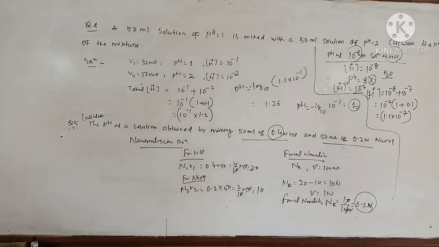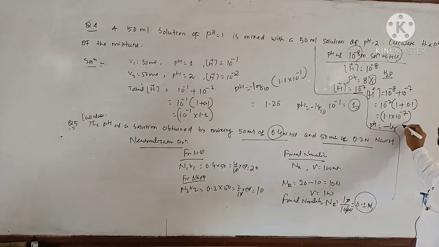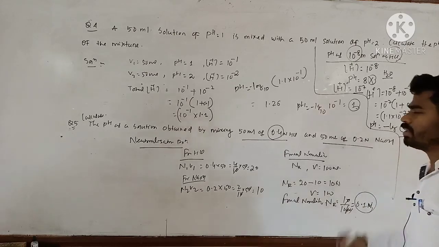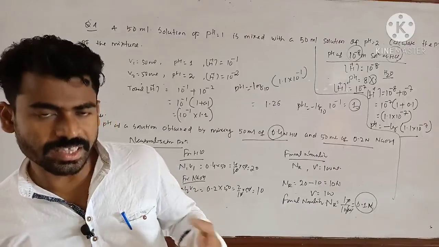So now you can calculate its pH, that is the negative logarithm of 1.1 into 10 to the power minus 7, and you will get the pH value, that is in the acidic region.